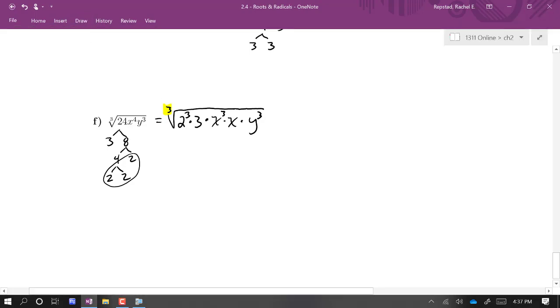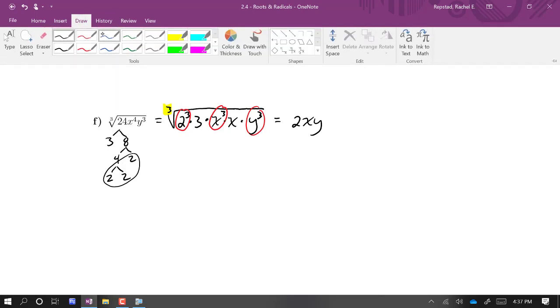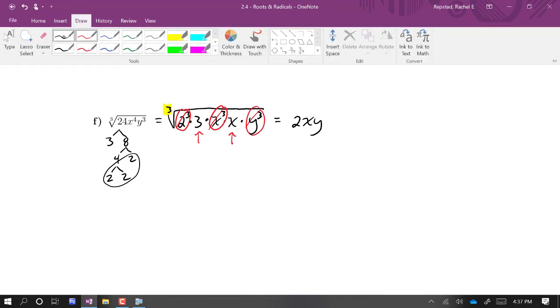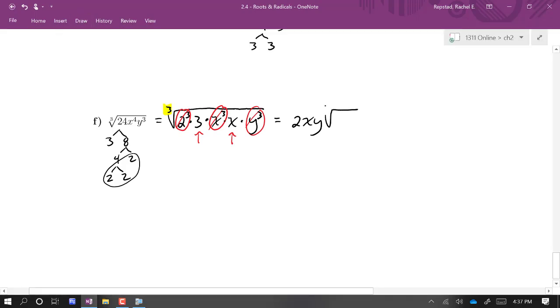So I can take out a single factor of 2, a single factor of x, a single factor of y. 2xy, and what's left inside is a factor of 3 and a factor of x. So cube root of 3x. And that is the simplest, simplified form for this radical.